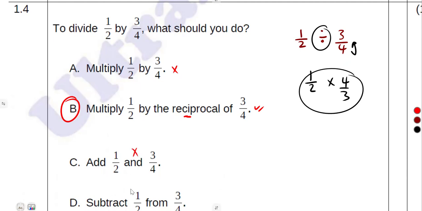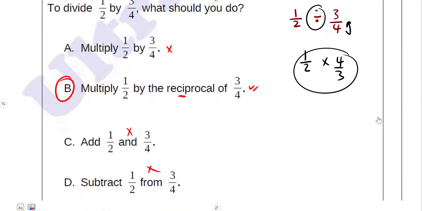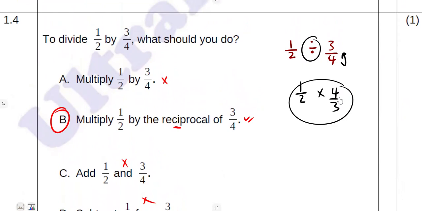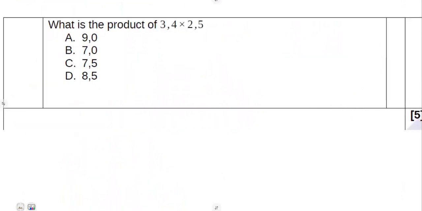Add? No, no, no. Subtract? No, no, no. We do not subtract anything under division. You introduce multiplication, then find the reciprocal of that. You are done. All right. That was 1.5. This one was going to be 1.5.